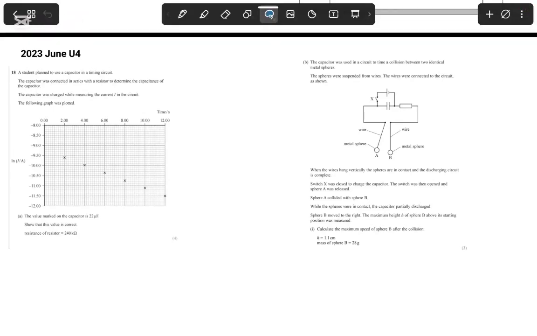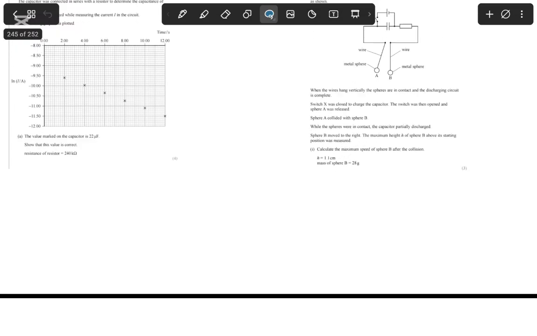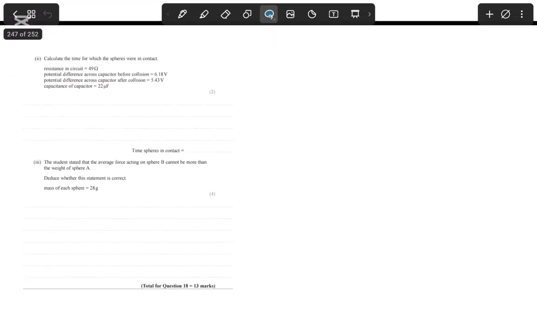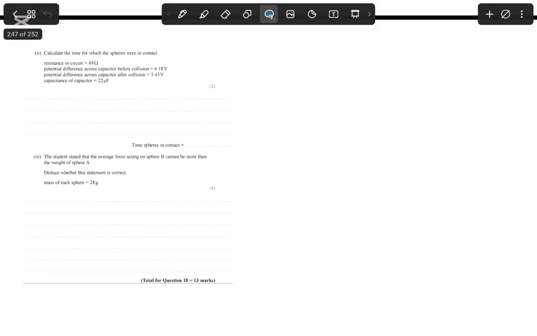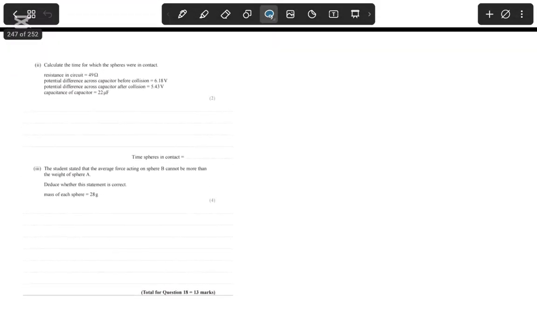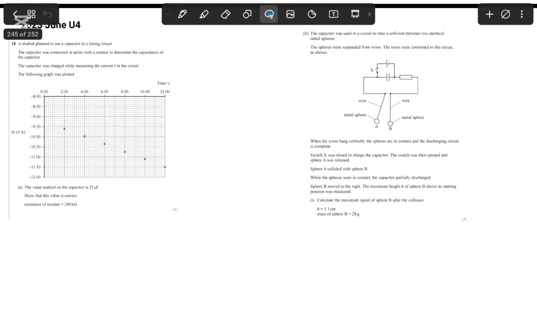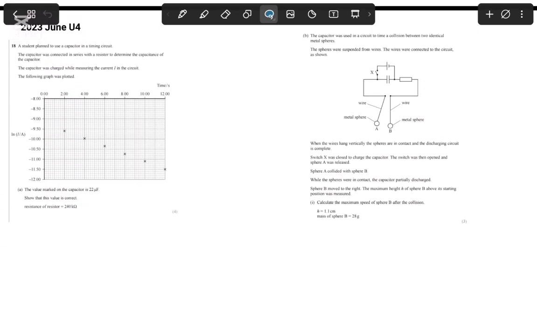Got another exam walkthrough. This is going to be from 2023 June, Unit 5, from Capacitor and Capacitance. We've got question number 18. So I want you to try this question out by yourself first, and then you can watch me solve it. For the marks given and examiner report, you can go to the end of the video.